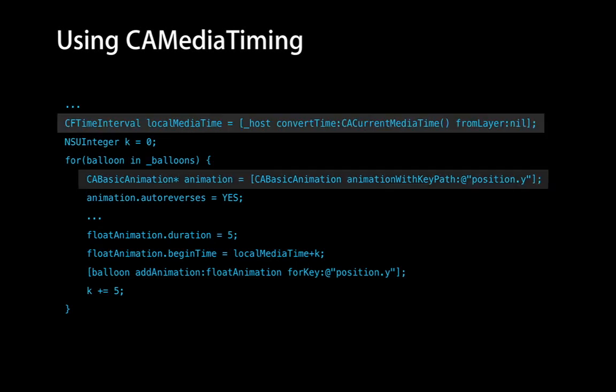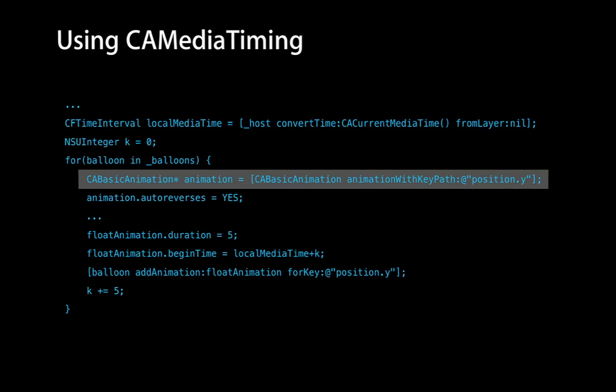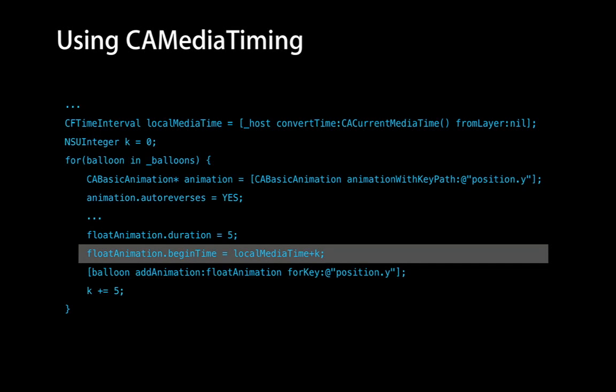And then what I did with these balloons is I'm going to animate the position using a basic animation. I'll make it auto-reverse. I'll do it for 5 seconds. And then I use the begin time property, which I just glossed over a couple of slides back, and I'll set it to local media time, i.e. now, plus k, where k starts at 0 but increments by 5 for every occurrence of a balloon in my array of balloons. Okay, on that, we'll achieve that effect.